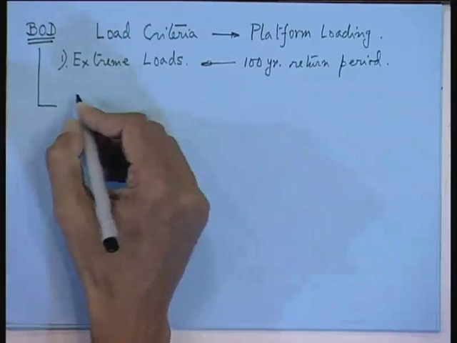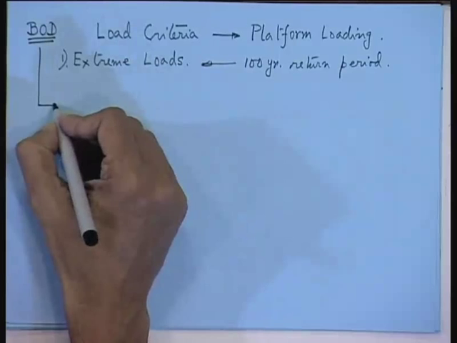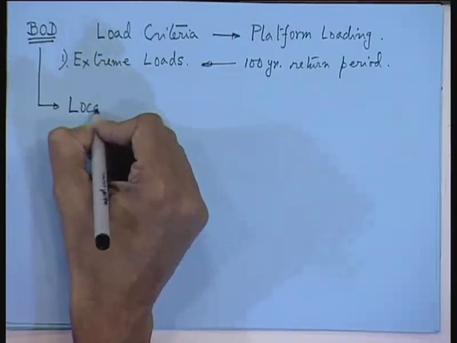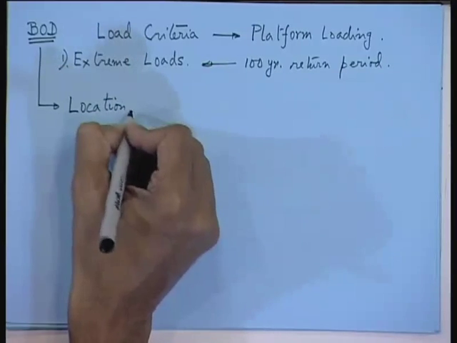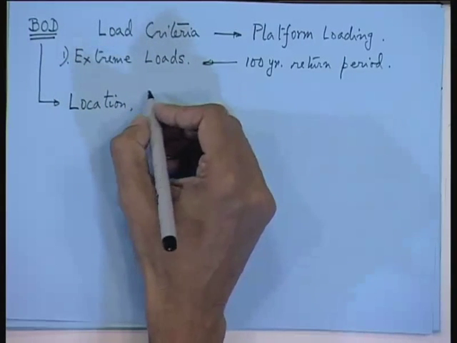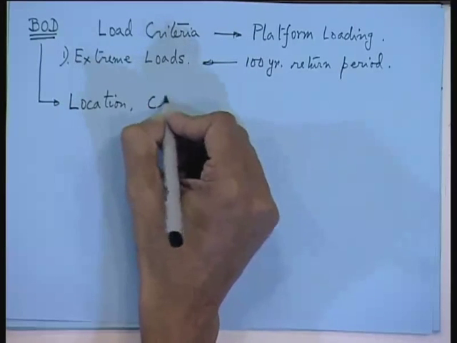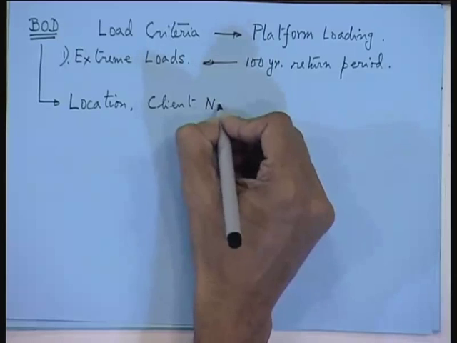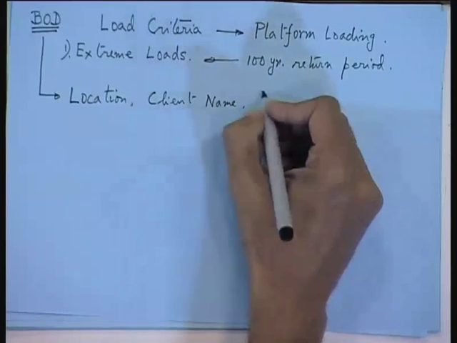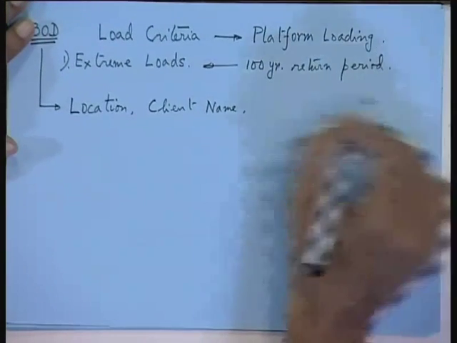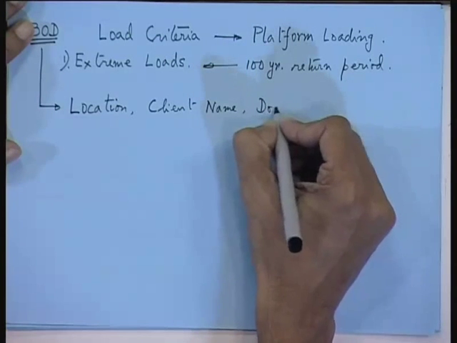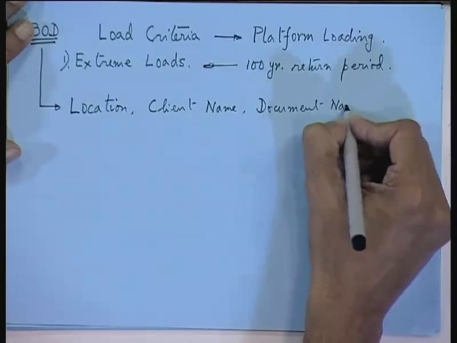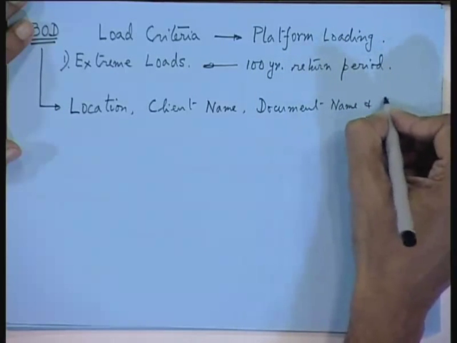Now, here actually in BOD, you break up into this. First, you specify the general data that is required, and these are site specific. So, location is going to be specified. Location, client number, etcetera, all this will come on the first page. Or rather, you write client name and then document name and date. So, this keeps on changing, and so you start with this.